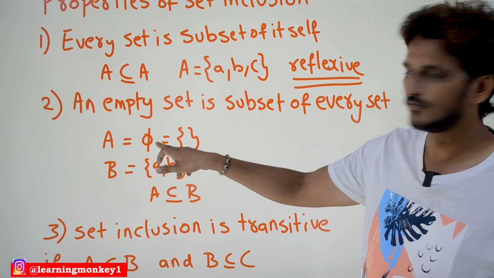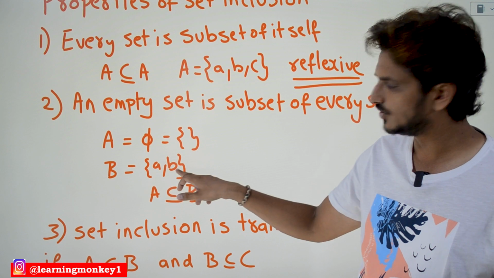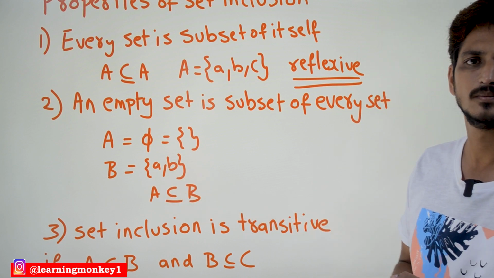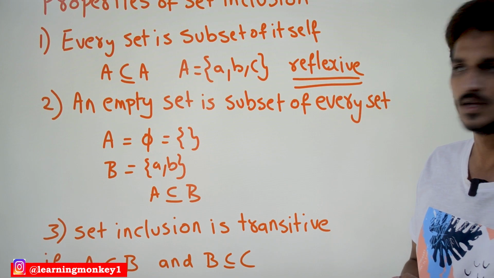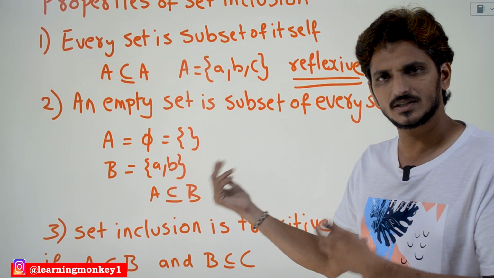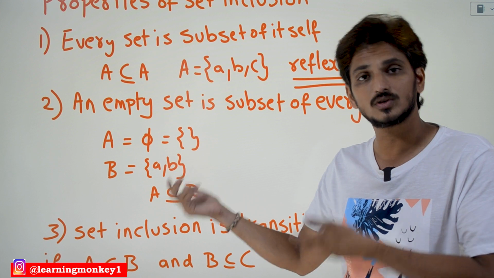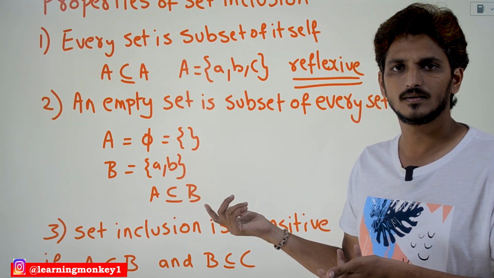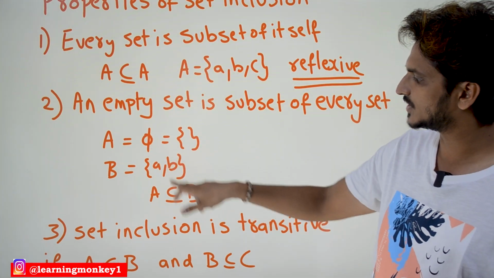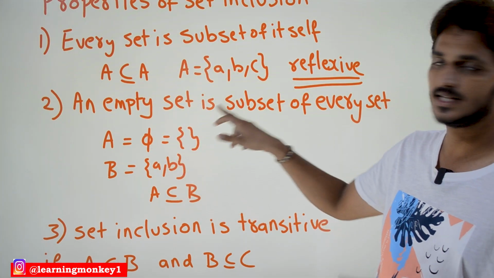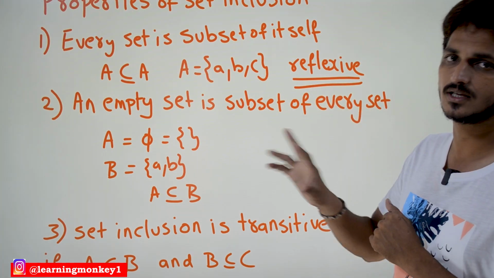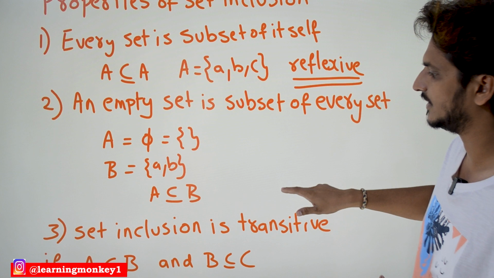So A is equal to phi, the empty set, and B is equal to {A, B}. Yes, A is a subset of B, because B can have any extra elements. Yes, this B is having extra elements, which are A and B. So that's why A is a subset of B. An empty set is a subset of every set. You take any set, the empty set is a subset of it.